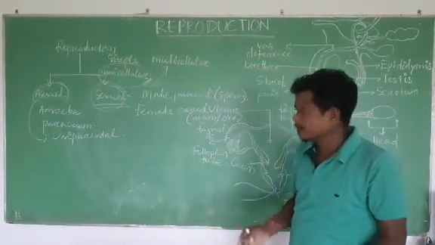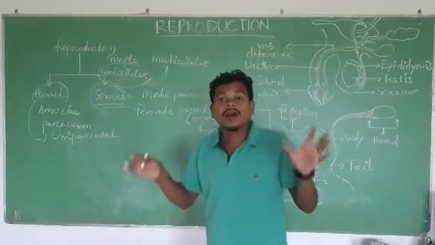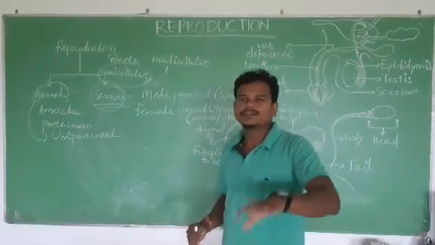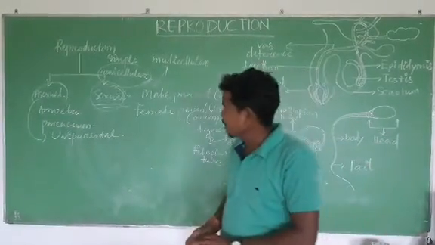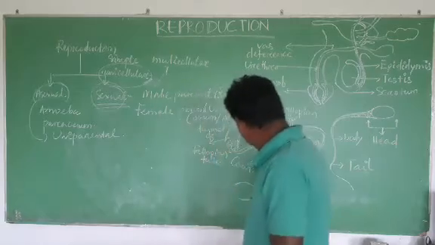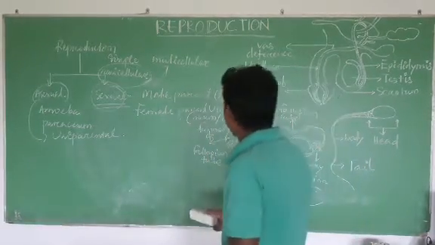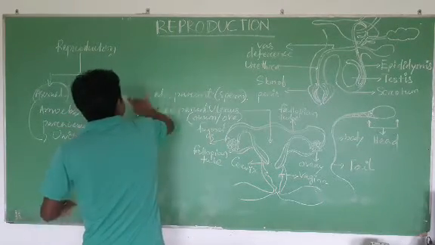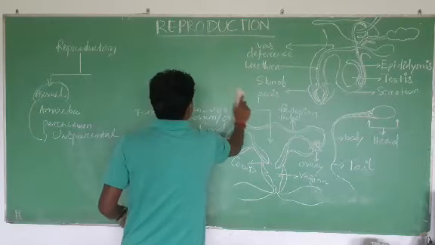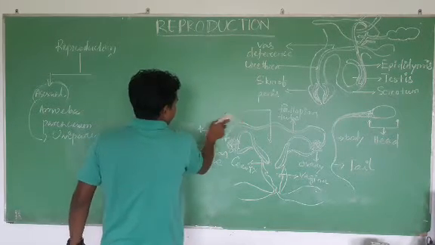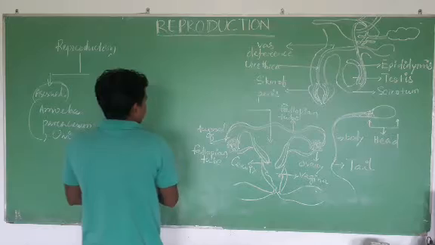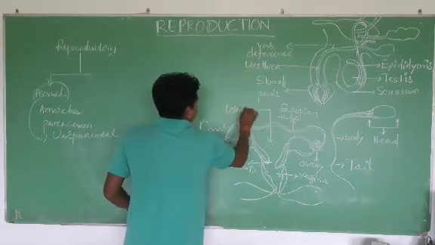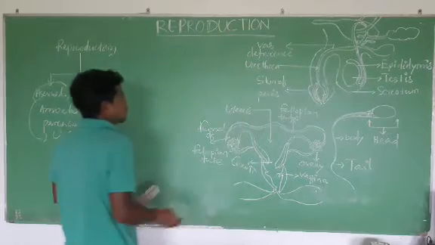Now the question arises: what actually happens that gives rise to a new individual, or offspring? Students, what happens there is called what? Fertilization. That is called fertilization. This part is your uterus, which I will teach a bit later.